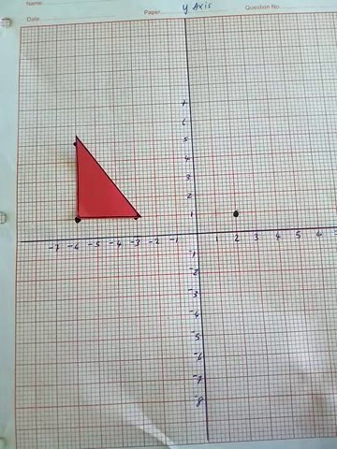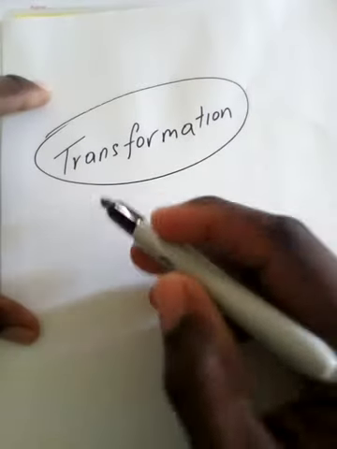Another definition: transformation describes the relation between any point and its image. So here we have three different definitions that I gave you. So that's a brief synopsis of the different types of transformation.